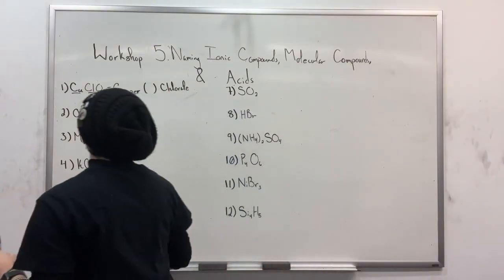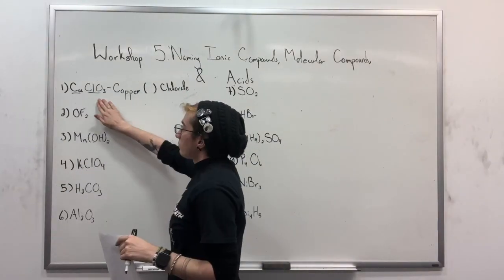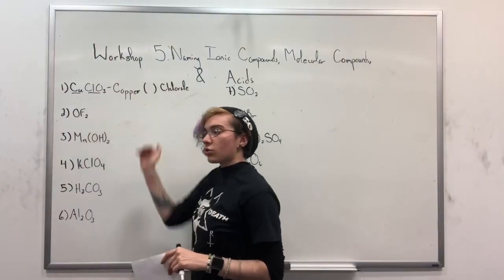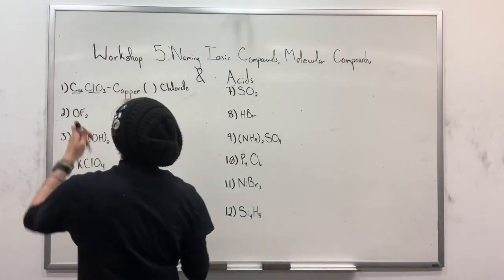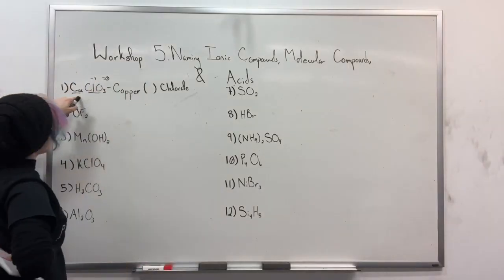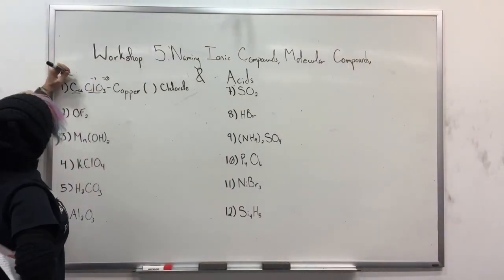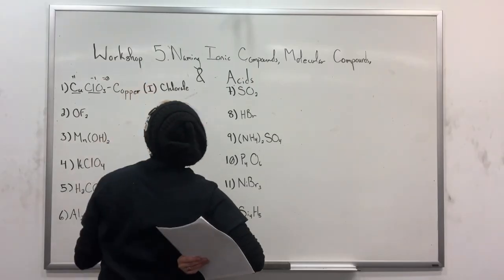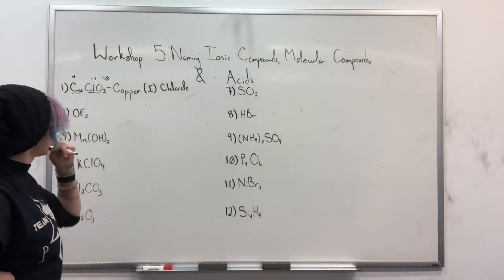Now the last thing to do is figure out the charge. From our list of polyatomic ions, chlorate, all of the chlorine series of polyatomic ions have a charge of -1. If this equals 0, and we only have one copper to balance it out, this copper must have a charge of +1. So this is copper(I) chlorate.